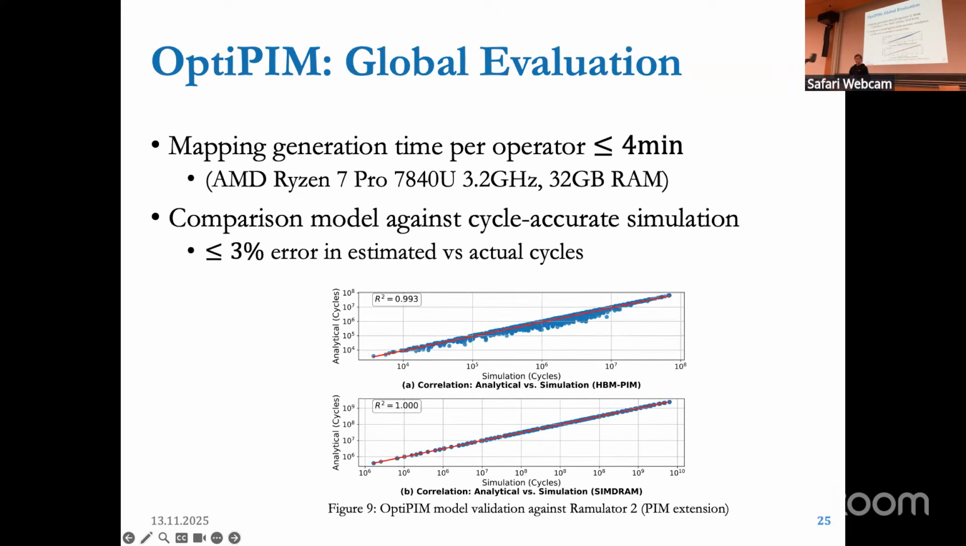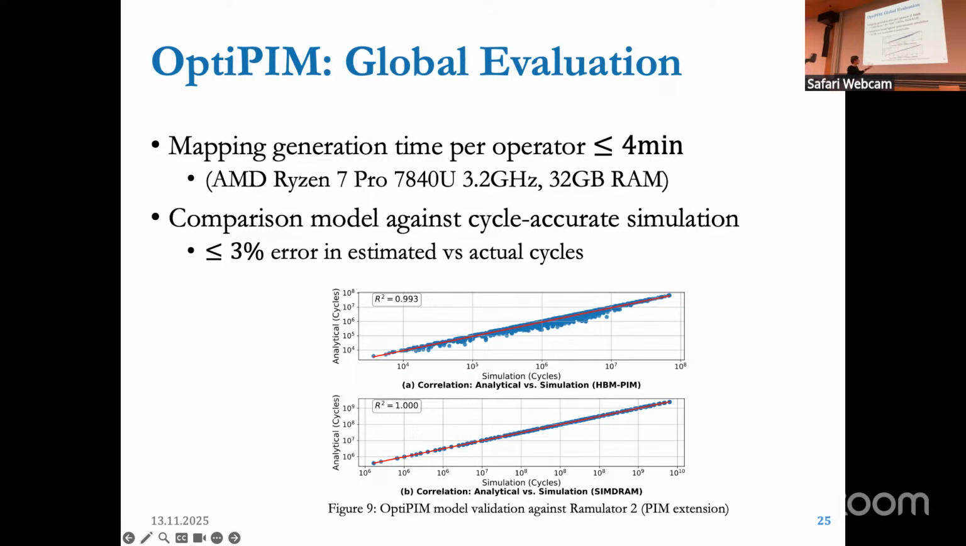So how does OptiPIM actually perform against other approaches? The first thing we can see is that the mapping generation time per AI model operator is less than 4 minutes, which, compared to other approaches, is very quick or very slow, but we'll get to that later. Furthermore, our comparison is very accurate. We have less than 3% error in a cycle-accurate simulator against the cycles given by the optimizer. And this is a very good result.